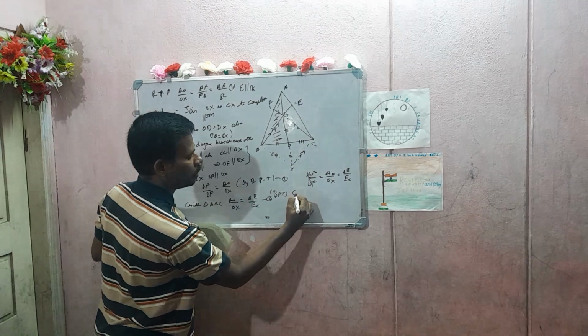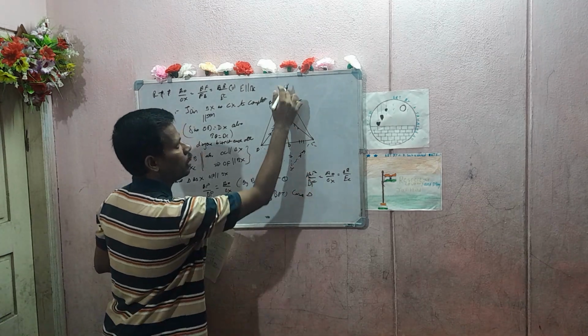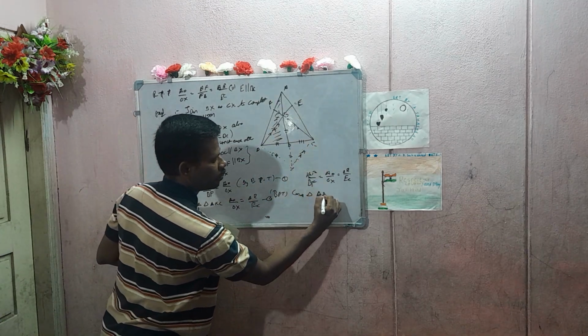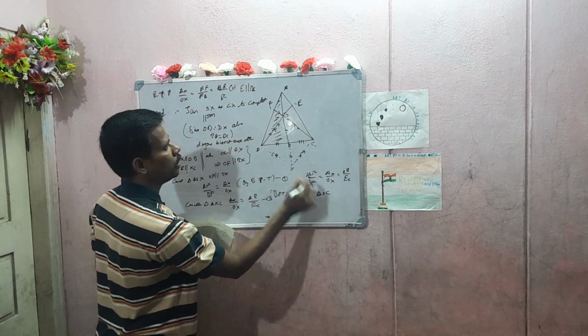Now consider triangle ABC. In triangle ABC, join this.